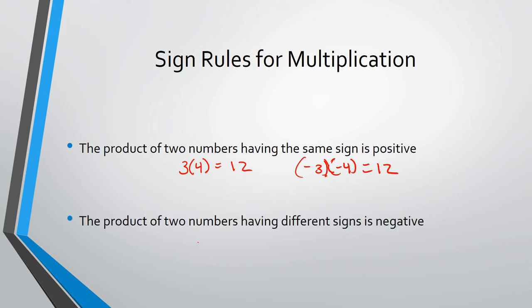The product of two numbers having different signs is negative. So if one of them is positive, positive 3 and negative 4, our answer is a negative 12. And a negative 3 times a positive 4 is also negative 12. So those are the basic rules for multiplication. So let's apply these to a few different things.